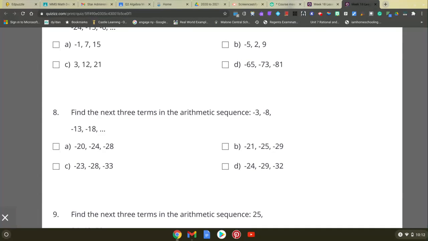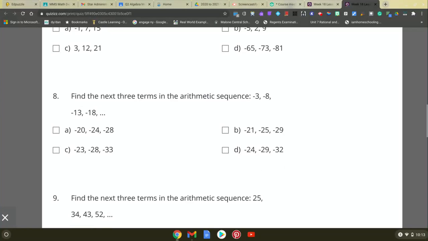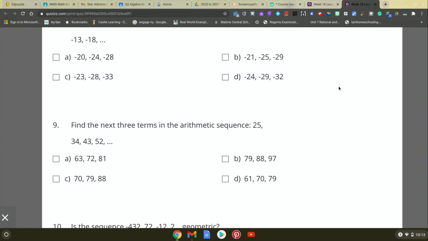Number 8, same thing. Find the next 3 terms in the arithmetic sequence. The sequence is -3, -8, -13, -18. Number 9, find the next 3 terms in the sequence: 25, 34, 43, 52.